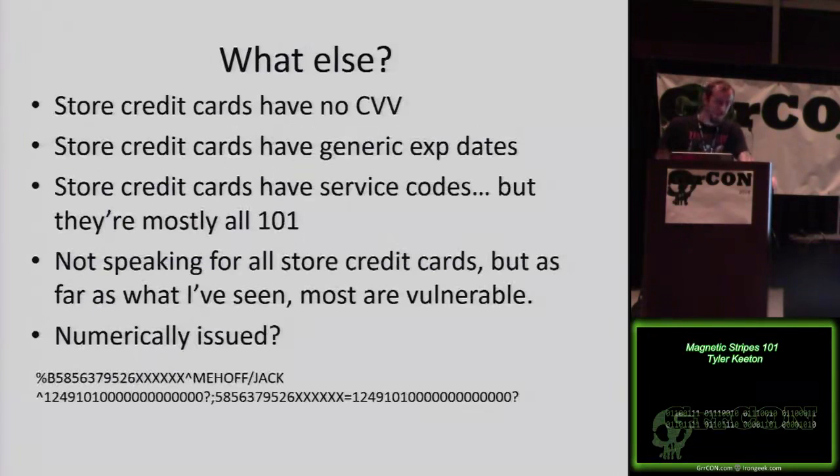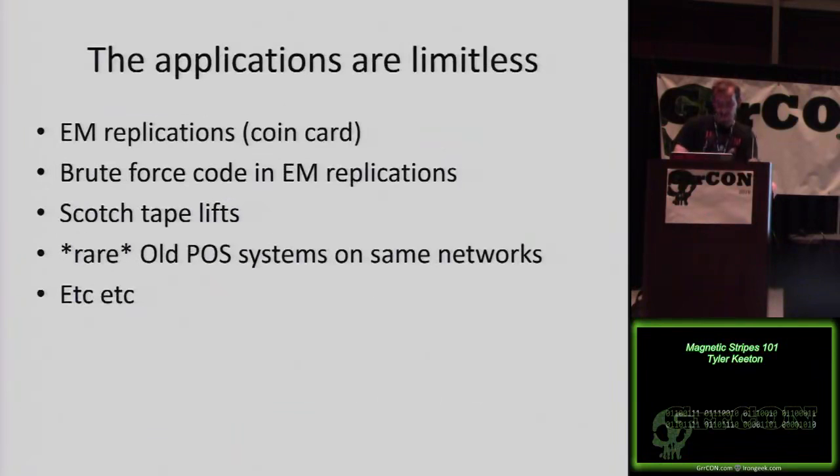So what else is there? Store credit cards. Store credit cards are really interesting too. They don't have any CVV. They have generic expiration dates, and we can see here I have an example string with an expiration date of December 49, which is pretty generic. And they're all 101 service codes, so that's pretty bad. And so the applications are limitless.